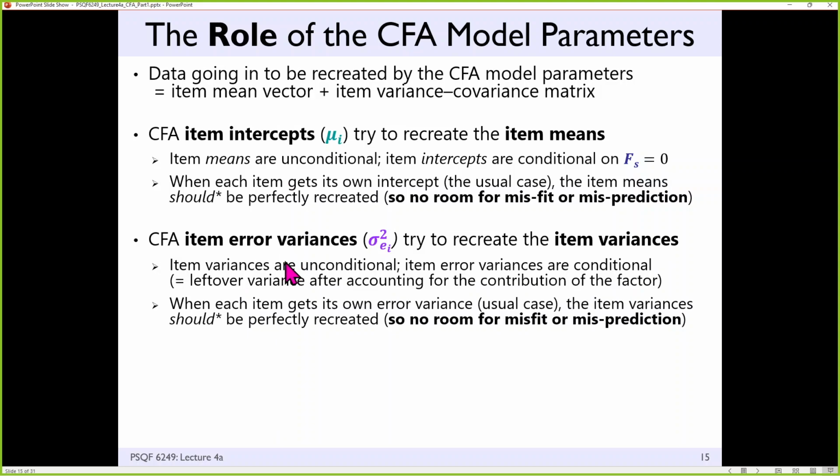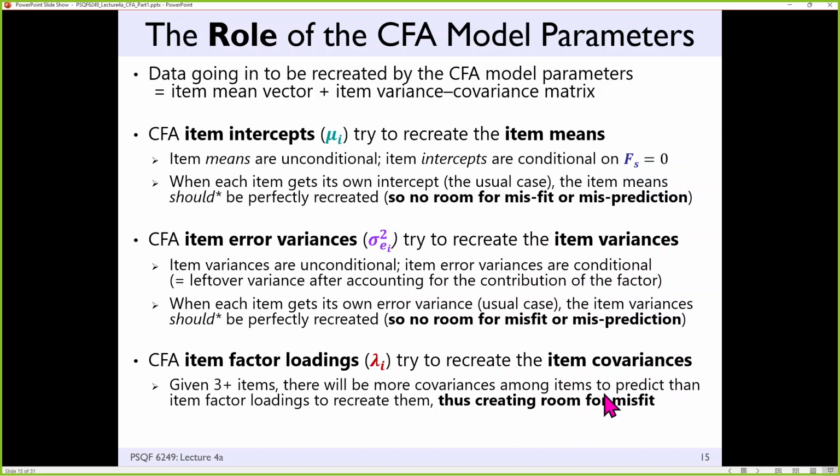Likewise, the purpose of the error variance is to get back to the full item variance beyond the part that the factor is creating. So if each item gets its own error variance, then all the item variances are going to be perfectly reproduced, or very nearly so. So right now, we don't have room to be wrong yet. Right now, everything is going to be fine.